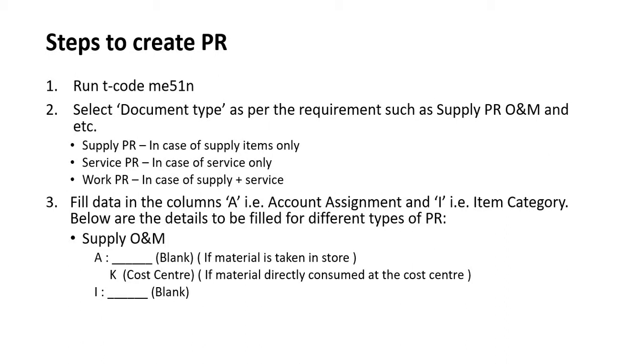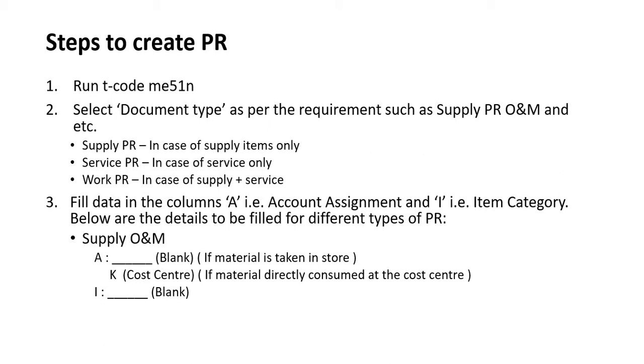There are certain fields which we need to keep in mind while creating a PR. The first one is document type. The document type should be as per the requirement of our PR. There are three options available: supply, service and work PR. Supply PR is to be chosen only in case of supply items only. Service PR when we are creating a PR for service only, and the third one is work PR, which is to be selected when we are creating a PR which contains both supply as well as service line items.